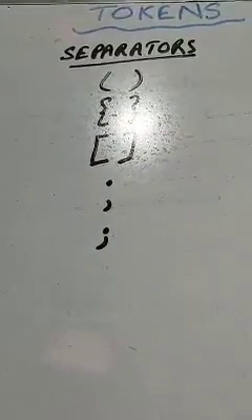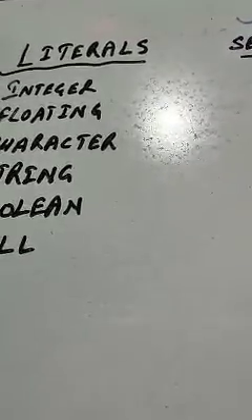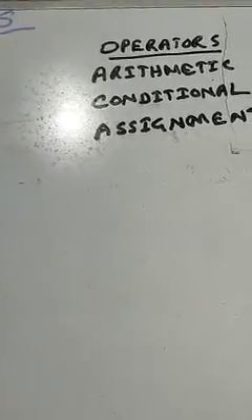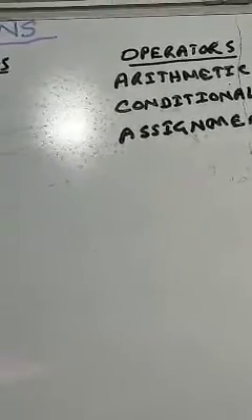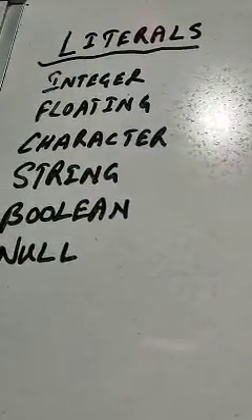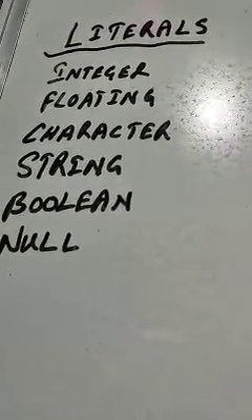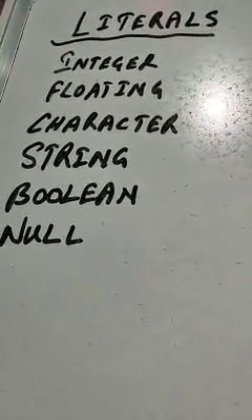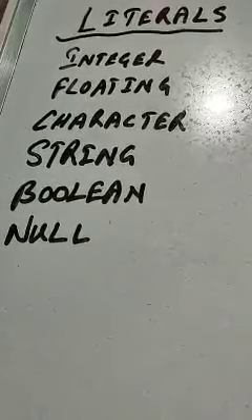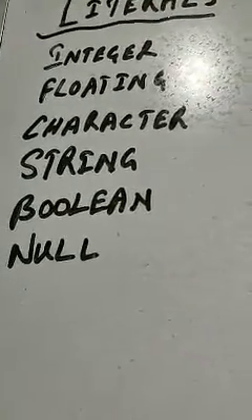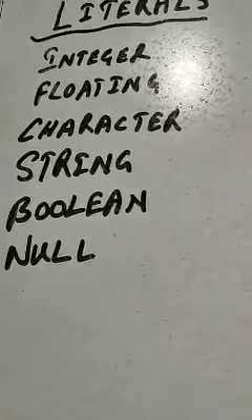Today, under this topic, tokens, we'll be discussing literals, separators, and if time permits, we'll also discuss the operators. Let us understand the first one, that is literals. What are literals? As we have already discussed in the previous class, literals are the constants or the values that remain fixed throughout the program. They do not change.